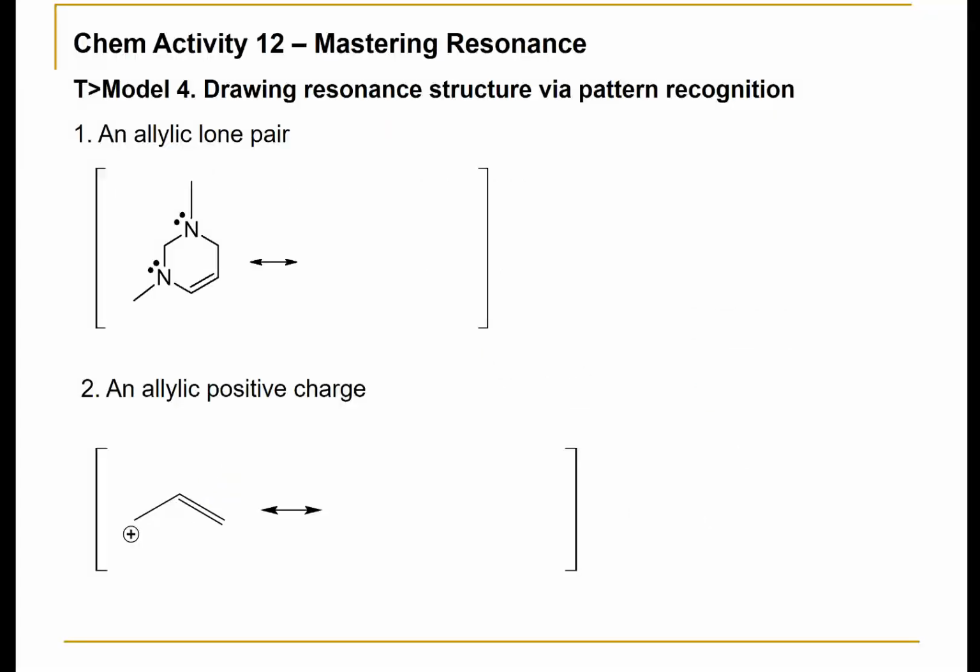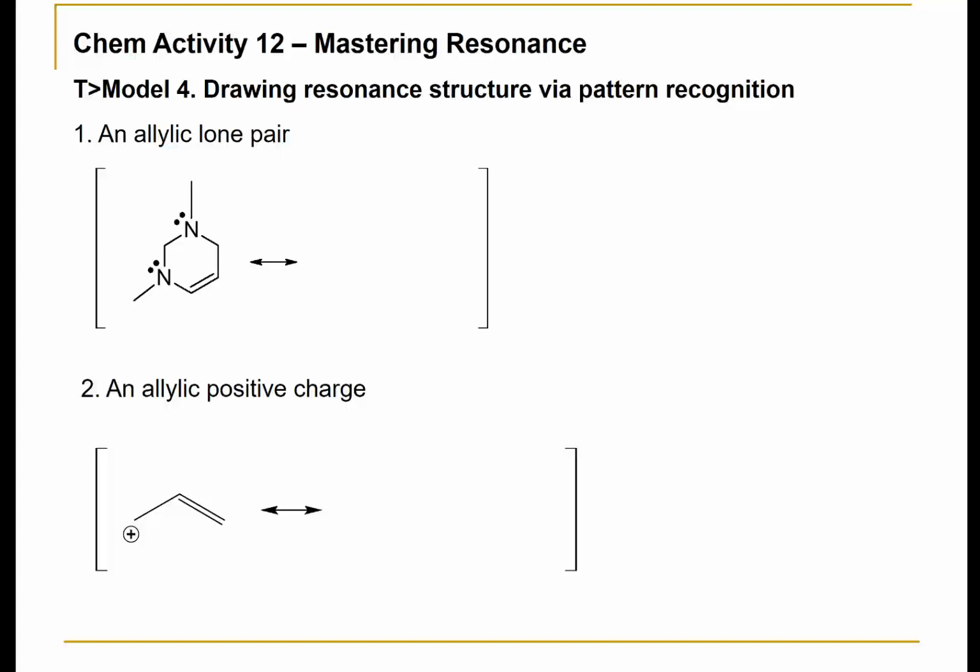This is the second video in a series on mastering resonance. In the first video, we reviewed the concept and we also looked at some basic guidelines or rules. In this video, I'll present some common structural patterns which are related to resonance. By recognizing these patterns, you will more easily anticipate the existence of resonance forms. A common theme with all these patterns is that they involve delocalized pi electrons.